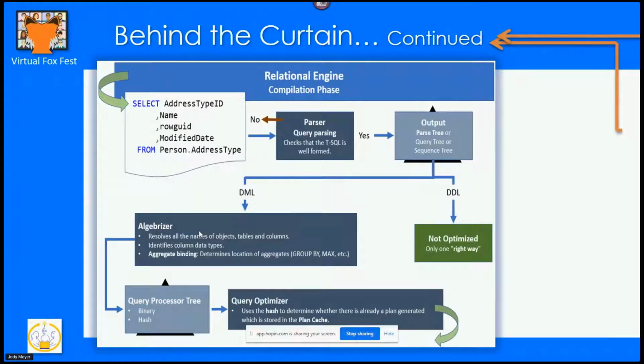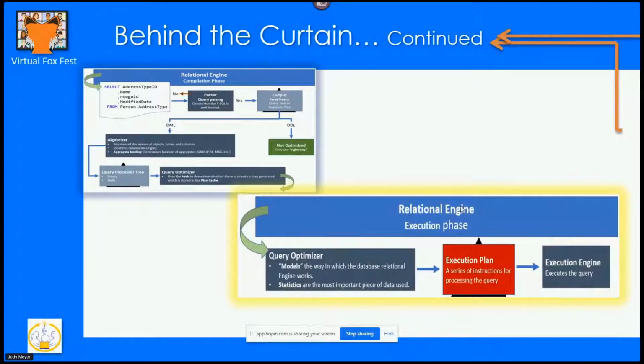In some of the examples there are calculated field types, so we'll look at all of those. The Algebrizer also determines the aggregates, where there are group bys, max, mins, and counts, and those kinds of things. From there, it outputs the query process tree, in binary and a hash. The hash is that unique identifier where the query optimizer can then look at the stored plan cache, or it can go into the relational engine, the execution plan phase.